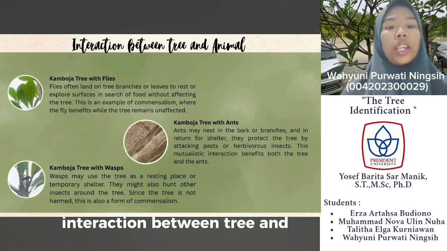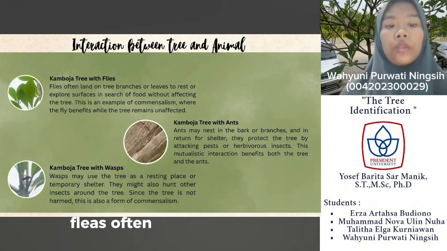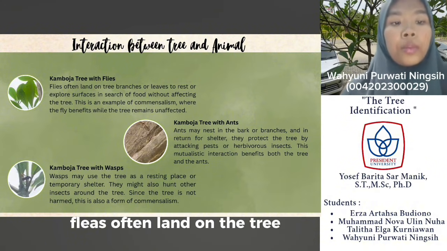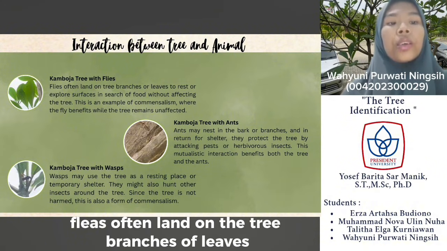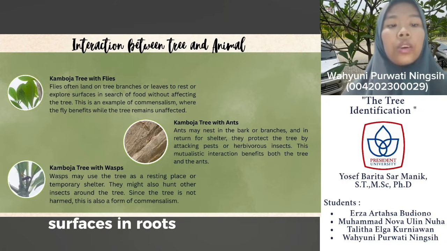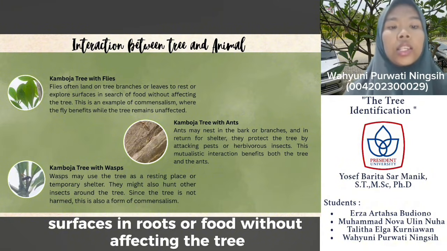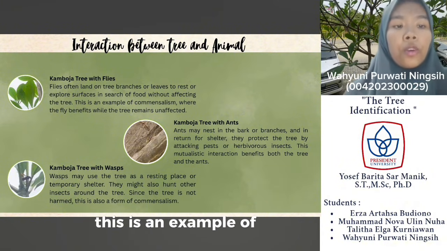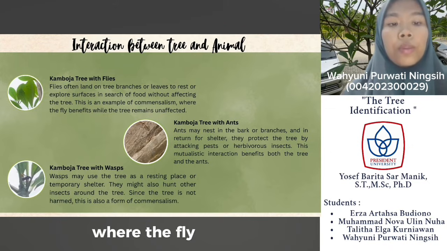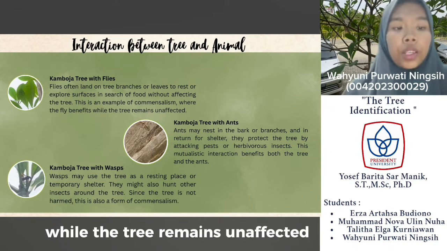Interaction between tree and animal. Kamboja tree with flies. Flies often land on the tree branches or leaves to rest or explore surfaces for food without affecting the tree. This is an example of commensalism, where the fly benefits while the tree remains unaffected.